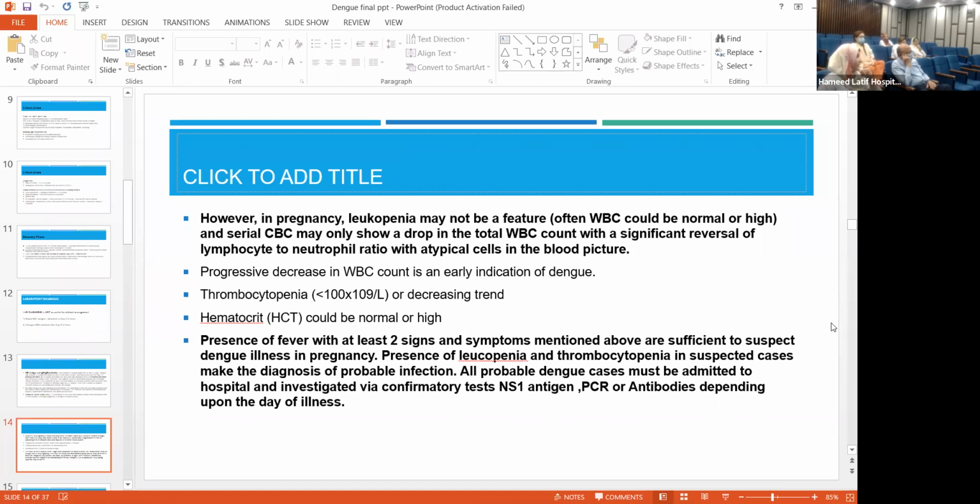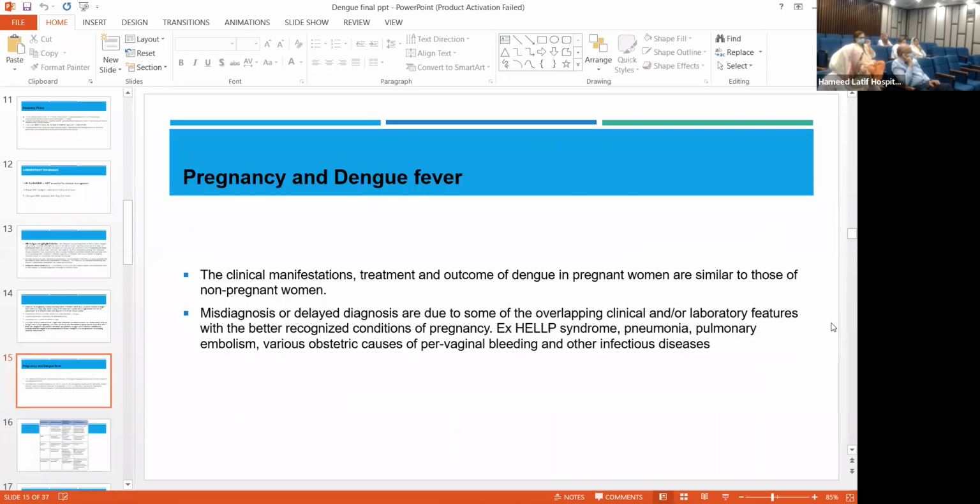Thrombocytopenia is another indication of dengue in which the platelet count is decreasing. It has a decreasing trend. Hematocrit could be normal or high in pregnancy. But as I mentioned before, if a pregnant woman is presenting with fever with at least 2 warning signs and symptoms, then we should definitely consider this as dengue and not wait for the tests.